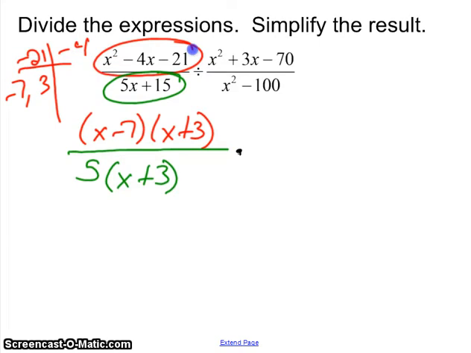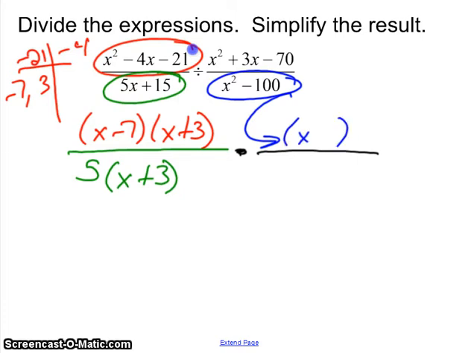I'm going to change this to a multiply, and I'm going to flip the second fraction upside down. So x squared minus 100 is going to go to the top instead of the bottom. That has 2 terms, and both of them are perfect squares. That's the difference of 2 squares. So the first times first is x times x. The square root of 100 is 10. That's your last times last. One minus, one plus.